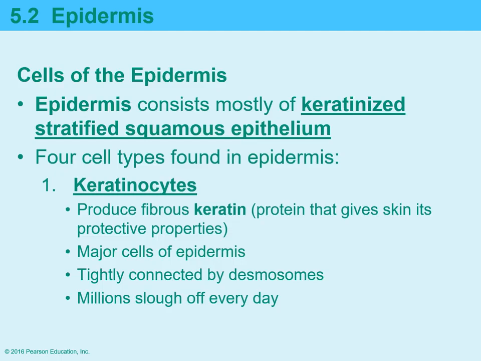The epidermis is mostly what we call stratified squamous epithelium, and it's keratinized. There's four main cell types that you're going to find in the epidermis. The first type are the keratinocytes. They produce the keratin. That's a protein. It gives a lot of the protective properties to the skin. It's very hard for microorganisms to be able to pass through this fibrous protein that's present there. The majority of the cells in the epidermis are the keratinocytes. They're very tightly connected, and you actually lose millions of these cells every day. That's just normal functioning.